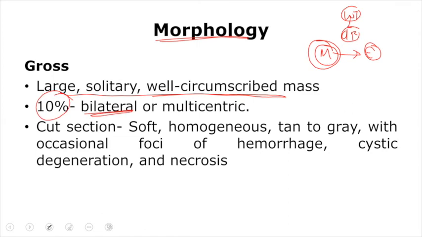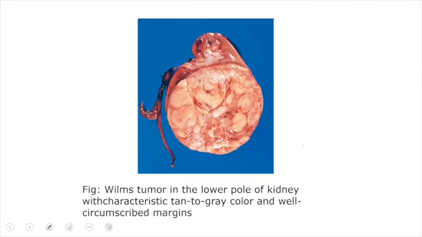As I've already said, in case of bilateral involvement, it can be synchronous or metachronous. Whenever we do a cut section of this tumor, we can see a soft, homogeneous, tan to gray color with occasional foci of hemorrhage and cystic degeneration along with necrosis. Usually it is a mild tumor and will not have areas of degeneration with hemorrhage and necrosis. But rarely, if it is severe enough, with an additional mutation, it can result in hemorrhage and necrosis as well as cystic degeneration.